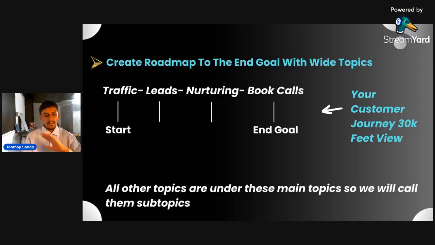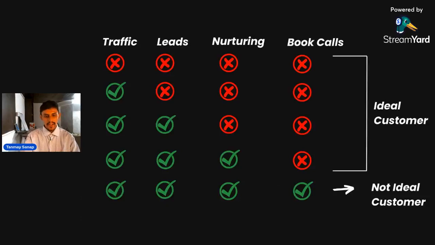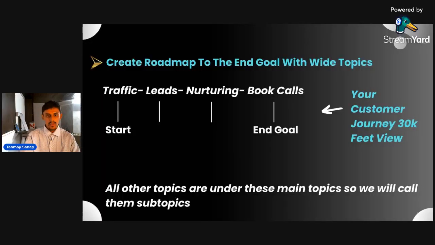In my case, I have divided my whole business into these 4 steps: traffic, leads, nurturing, book calls. My ideal customers are facing issues in one of these areas. So you have to create your customer journey 30,000 feet view. How to create it, I will talk about that as well. Once you have this view, whenever you add people on a daily basis or talk with people, you'll understand if they are your ideal customers or not, just by having clarity on this map. This is the map that we are going to talk about today.